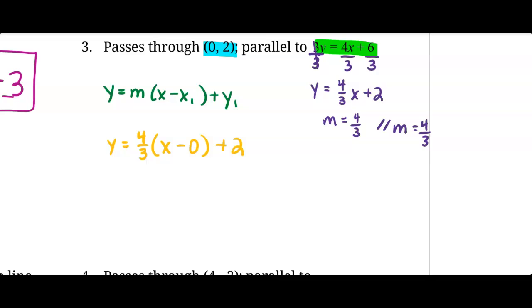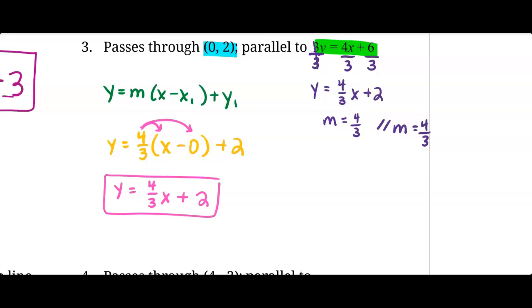Putting into slope-intercept form means we need to simplify. So 4/3 multiplied in gives us y equals 4/3 x, and 4/3 times 0 is just 0 plus 2, which brings us to our final answer. If you had noticed, this is the y-intercept. And since it's the y-intercept, you could have plugged it straight into y equals mx plus b. But if you don't want to take that extra second to think about what type of point that is, point-slope form will always work for you.